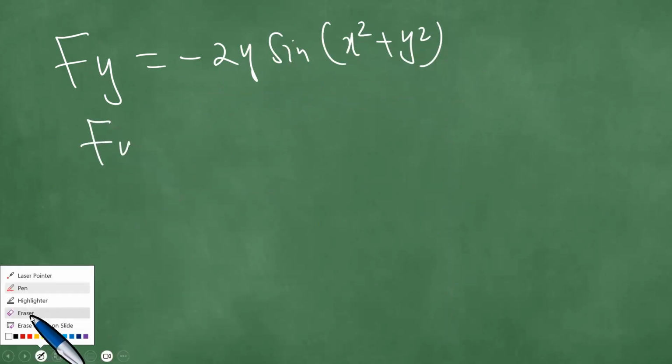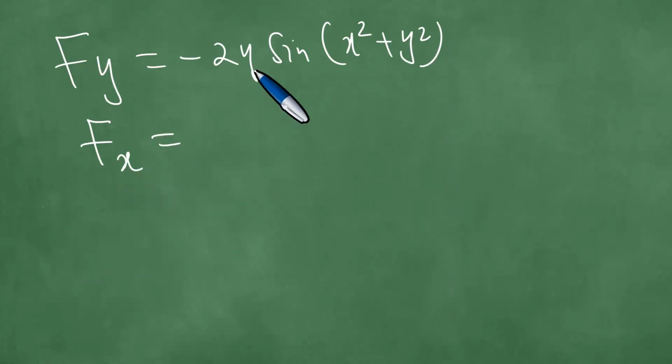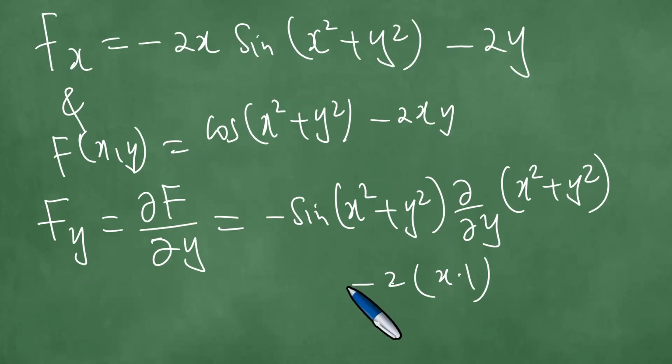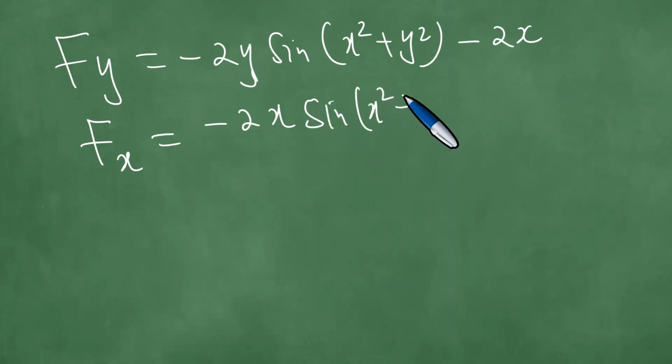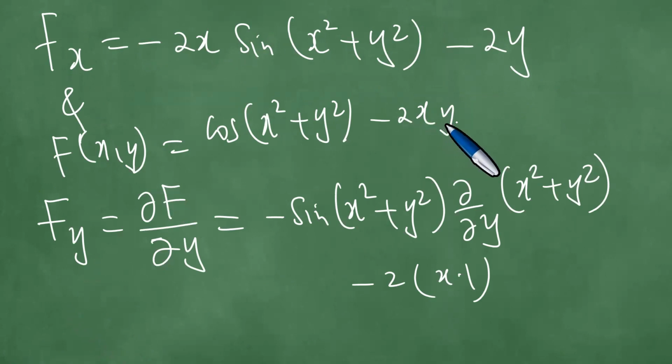F sub x is minus, okay, there's something else. Because now this is going to be there, but there's minus 2x for the fy. So this is minus twice x. So this one is twice x, the sine of x squared plus y squared minus twice y for the f sub x.